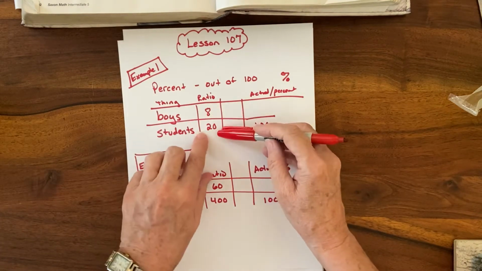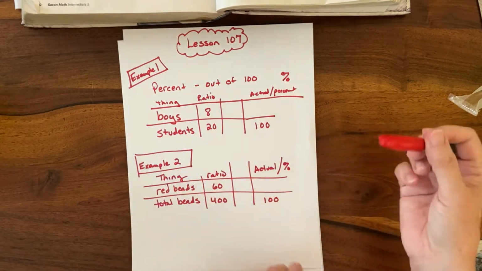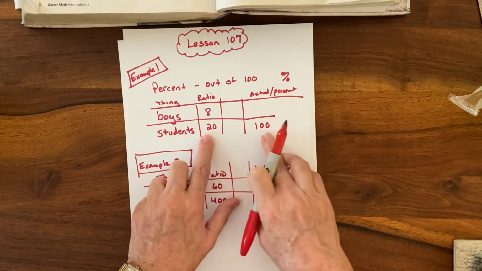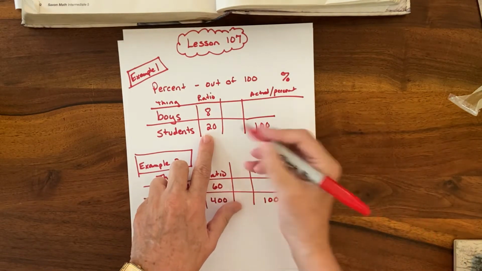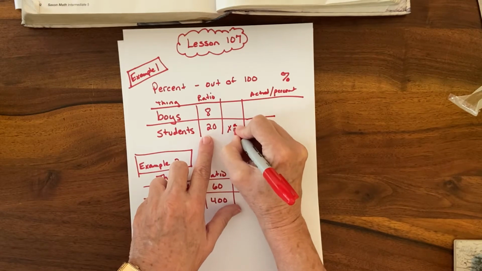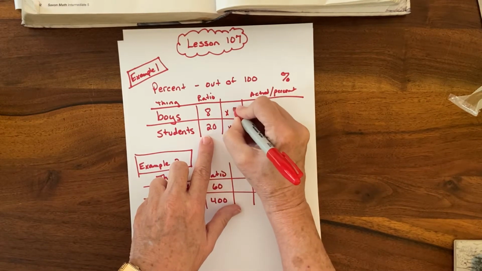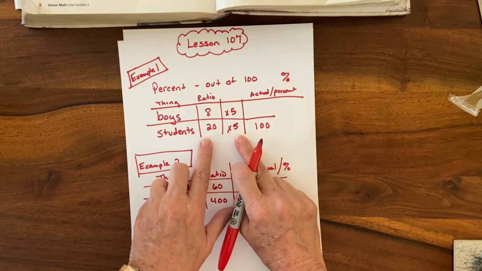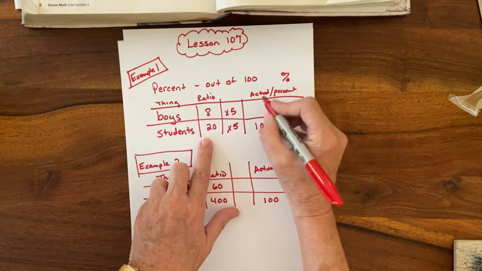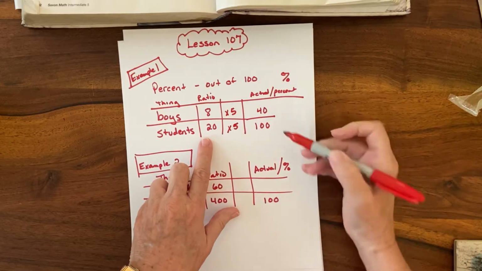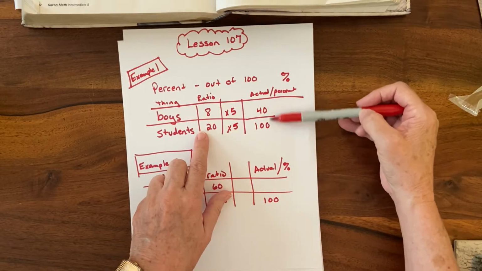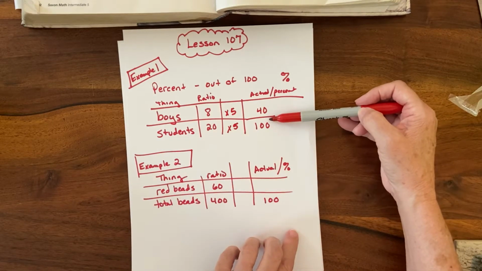Well, I know 8 out of 20, but they want it out of 100. So what do I do to 20 to get 100? Multiply by 5? Okay, I can do that same thing to 8, because really I'm multiplying by 1, aren't I? So I say 8 times 5 is 40. So I know that 8 out of 20 is the same as 40%, 40 out of 100, right?